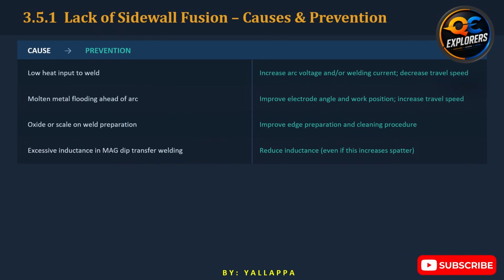The slide also highlights inductance in MAG dip transfer welding. Excessive inductance can produce a softer arc and reduce the effectiveness of sidewall penetration. For an inspector, the practical lesson is to identify the underlying cause rather than simply asking for more heat. A qualified WPS defines the permitted welding range. The welder must remain within that range while maintaining correct manipulation.